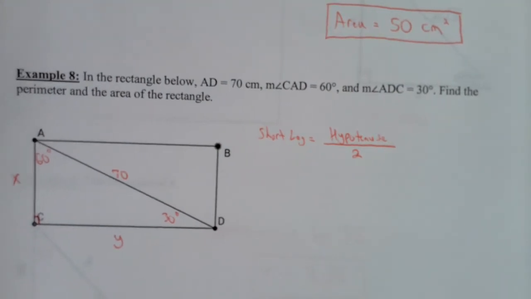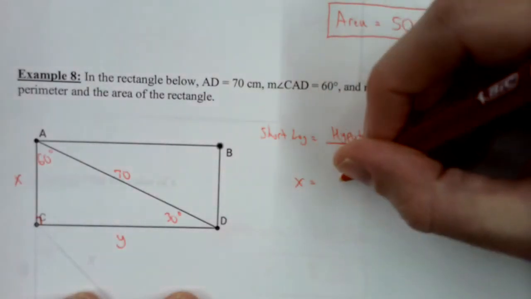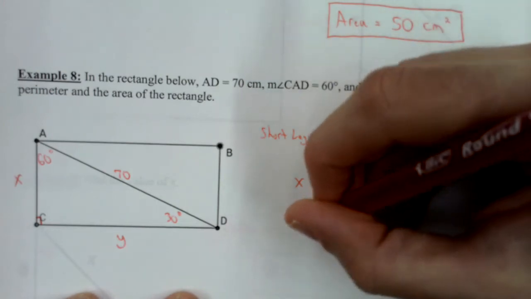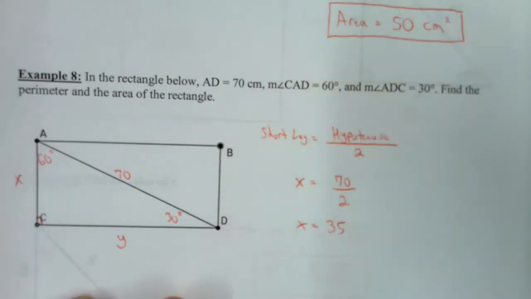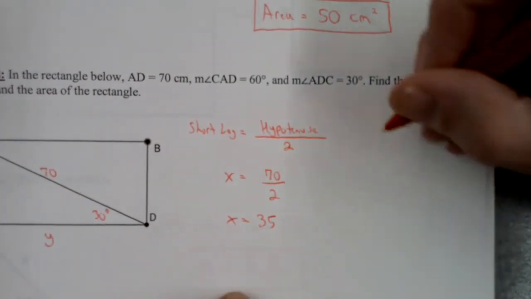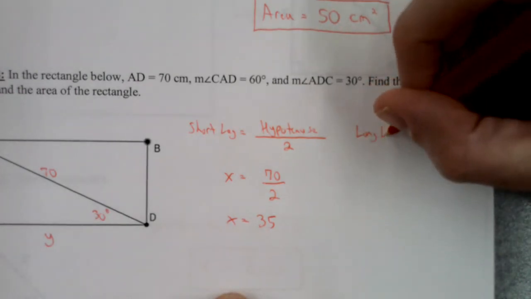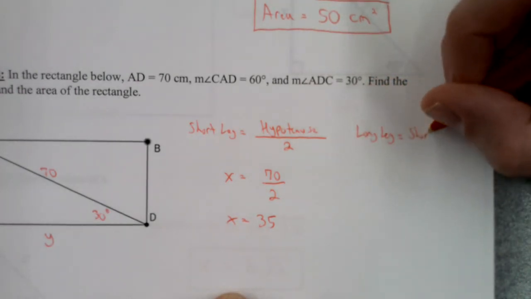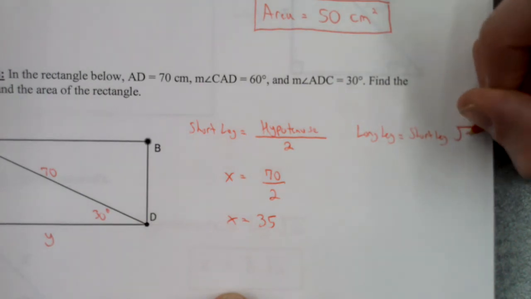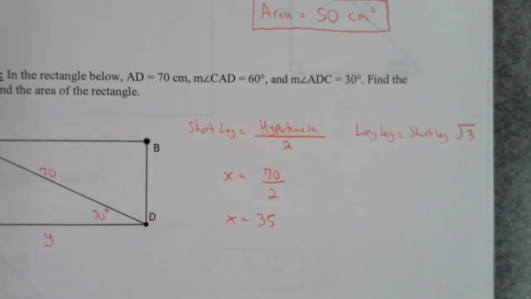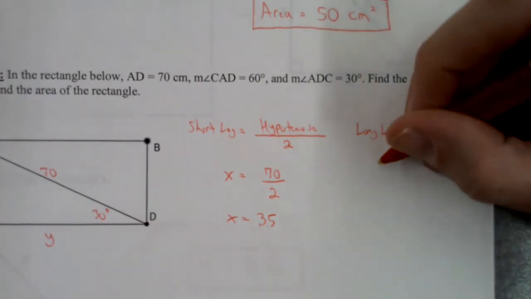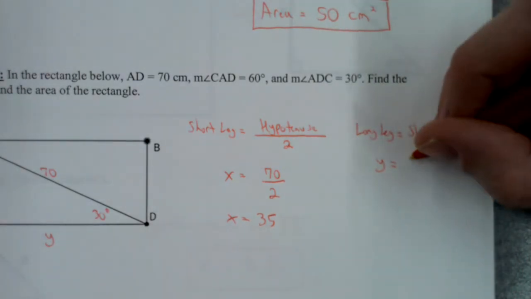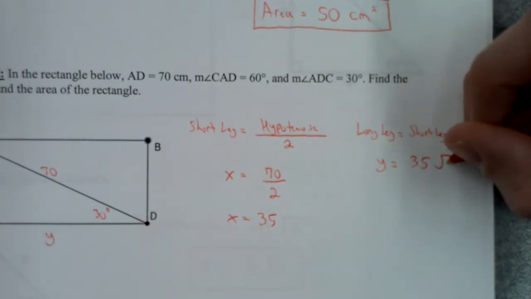The short leg in our case is X. X equals 70 divided by 2. X equals 35. Very good. Now let's find Y, the long leg. Long leg equals short leg times the square root of 3. So Y equals the short leg, which is 35, times the square root of 3.